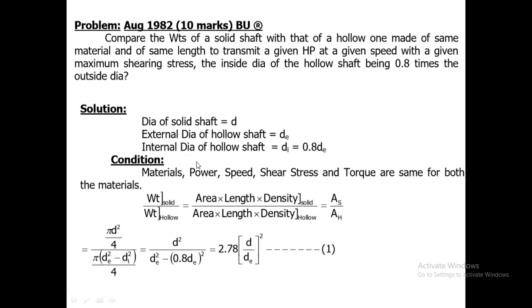So here we have one more problem where he is asking you to calculate or compare the weights of the solid shaft with that of the hollow shaft, which is made up of the same material and same length, to transmit a particular horsepower with a given speed and also the maximum shear stress. And here he is telling you that inside diameter of the hollow shaft will be 0.8 times of the outside diameter.